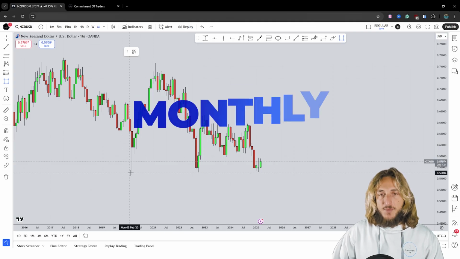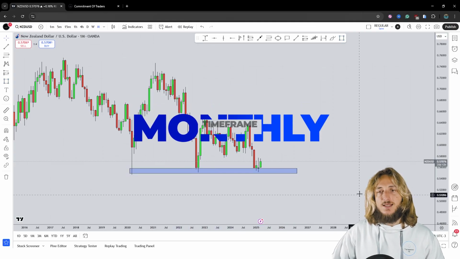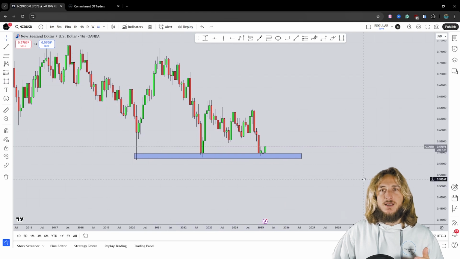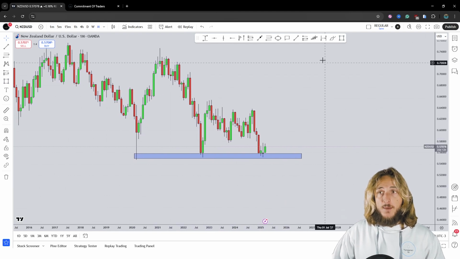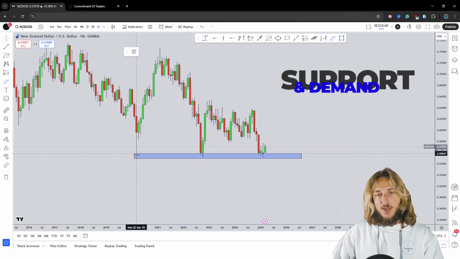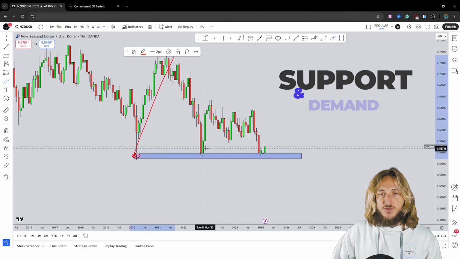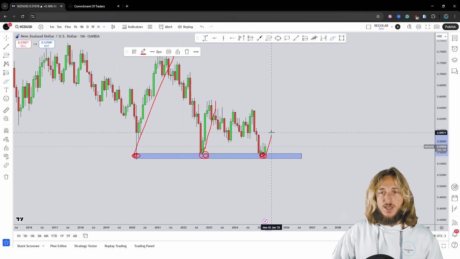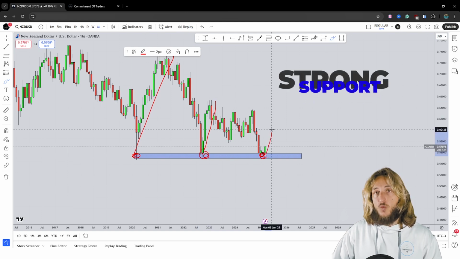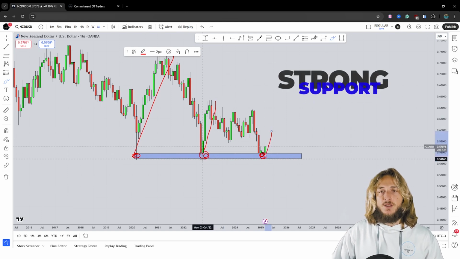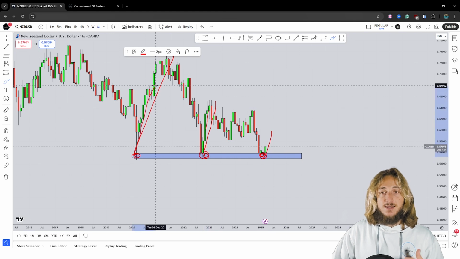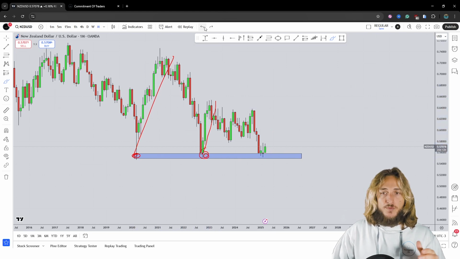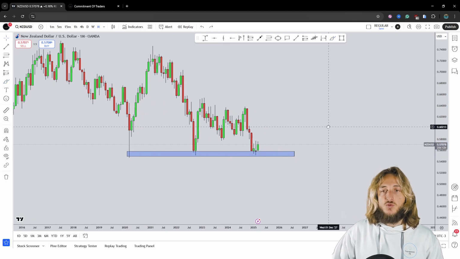Now, starting here from the monthly time frame, what we can see is that at the moment we have a market which is testing a quite strong historical monthly support and demand area. From here, all these previous rejections to the upside were created, and at the moment the market is testing the exact same level. So we have a good probability of seeing a potential rejection to the upside away from this zone, as already happened in the past when the market was testing this exact same level. So on the monthly, everything seems quite bullish.